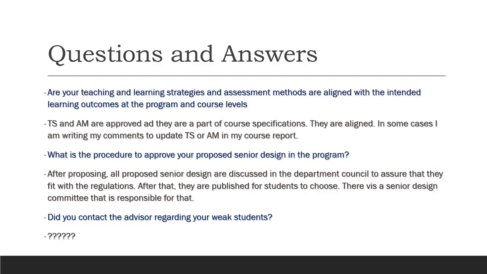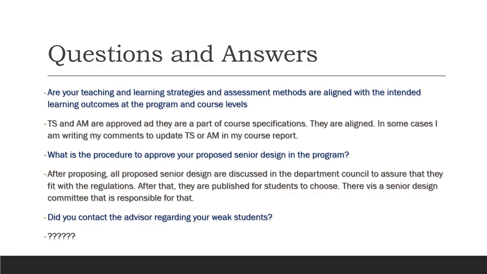All proposed senior designs should be discussed in the department council to be sure that the senior design is of a good level and will be useful for students, and that it contains practical or simulation work and other things. After the approval, it should be published for students. After that, students can choose the senior design and the supervisor in order to complete it within the semester or two semesters based on the program.